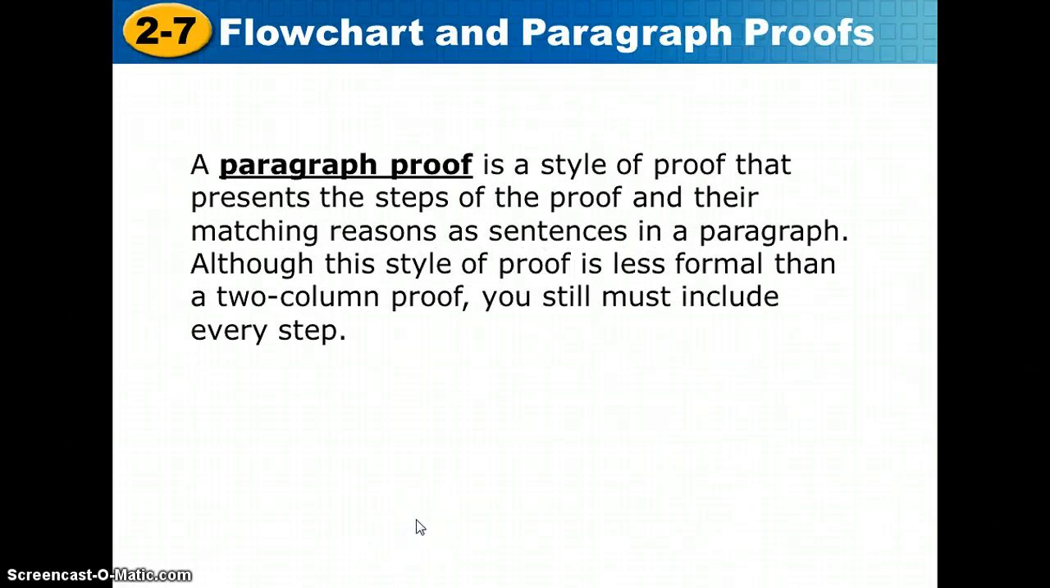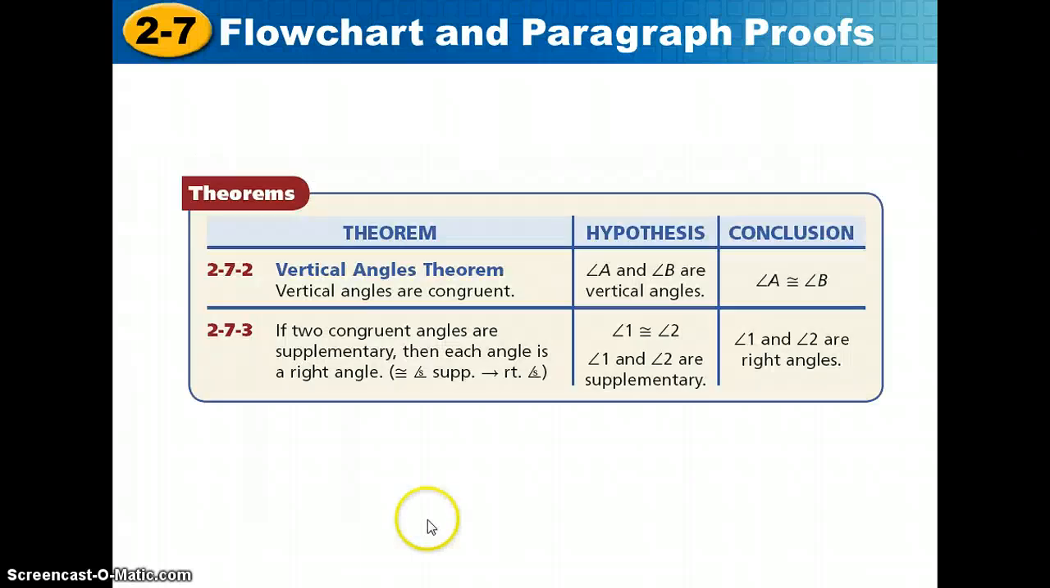Okay, you'll notice that we skipped over part B in that example. We're going to jump straight into paragraph proofs. A paragraph proof is a style of proof that presents the steps of a proof and their matching reasons as sentences in a paragraph. Although this style of proof is less formal than a two-column proof, you still must include every step.